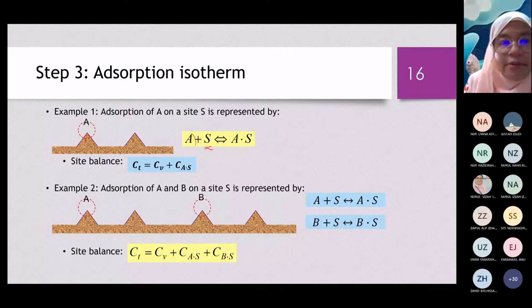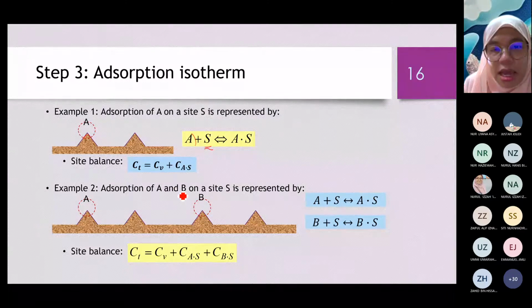So we can compare the first figure with the second figure. For the second figure, we have two reactants. Adsorption of A and B on site S is represented by: reactant A adsorbs on this active site, reactant B adsorbs on this active site, and the other is a vacant site. So this is how the adsorption reaction occurs. Both species A and B adsorb as a reversible adsorption reaction. A plus S to produce A dot S, and B plus S to produce B dot S. And the site balance, Ct, total concentration, equals Cv.